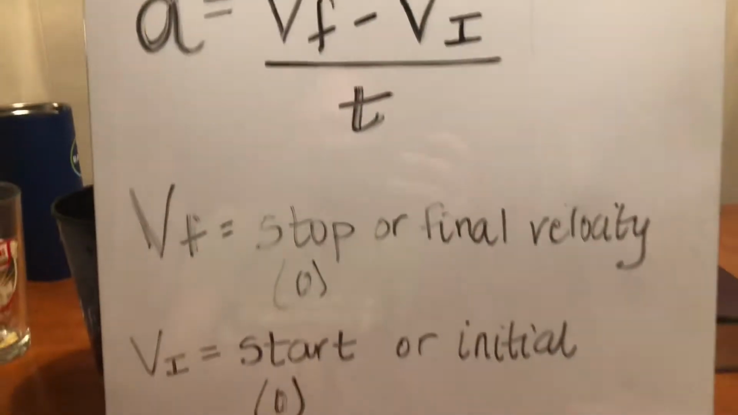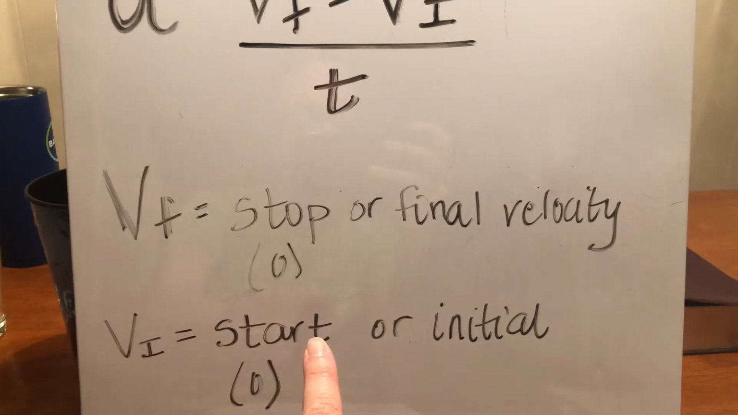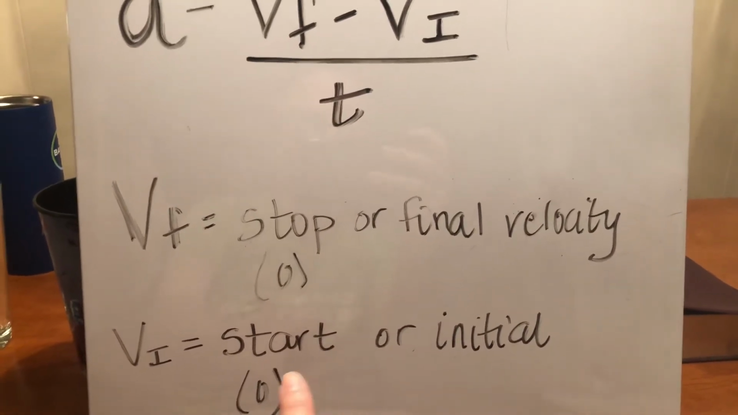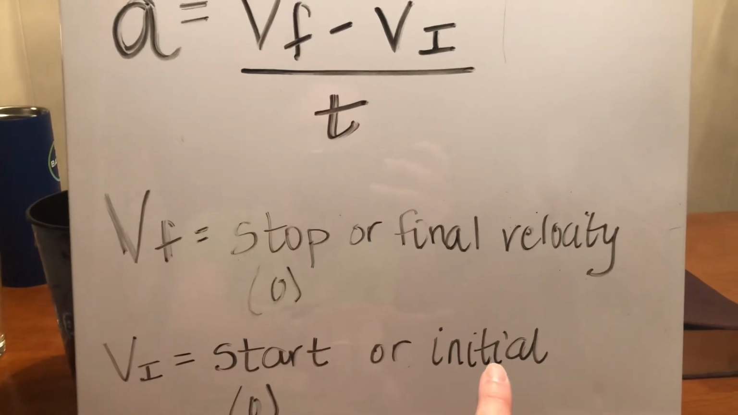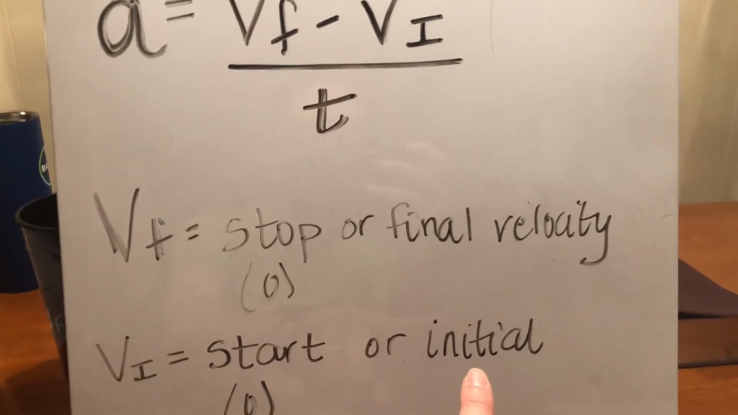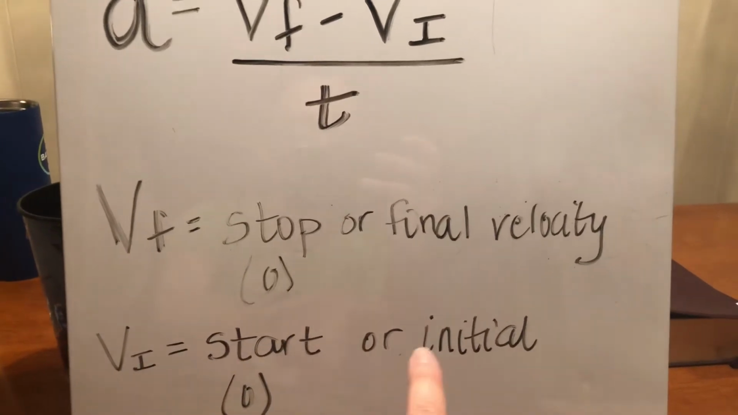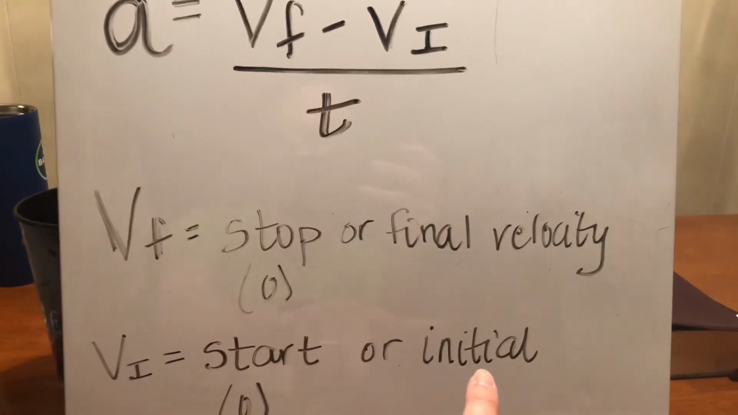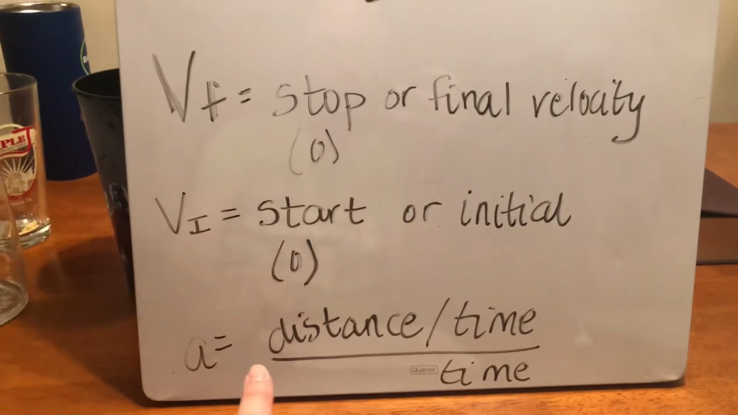Okay. Next is initial velocity. This is your starting. If you start, you always start from 0, or it'll give you an initial velocity, a number that you start at. Just look for start time or initial time, and you'll be able to tell if it's an actual number or if you use 0. Okay, and then remember the formula.